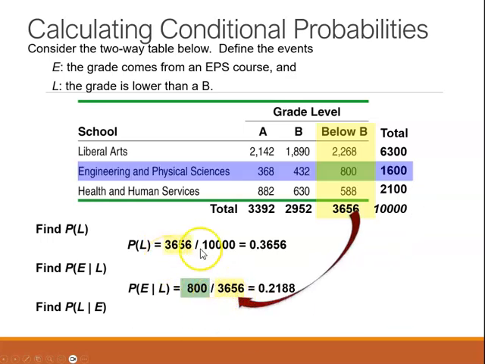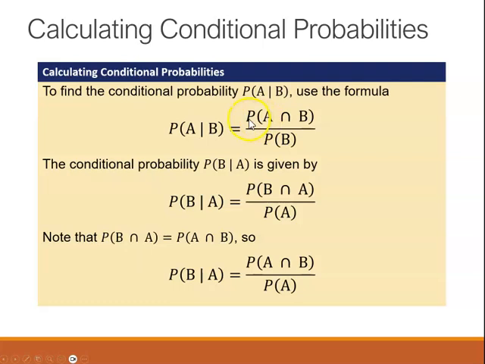Notice both of these would have been out of 10,000. That's why I can just use them as a count rather than a probability. So it's probably worth stating that this could just be N of A intersect B over N of B, right? The number of things instead of the probability.